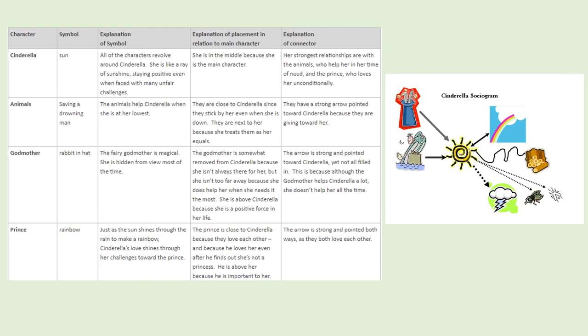So notice here's a variation in the other sociogram, where this uses the prince in a way to show that he's important to Cinderella, and so that's why he is placed above her. Whereas in the last one, he was placed below because he did not hold as much power as she did in the relationship. So that's just an example of how no sociogram is going to be exactly the same, and it's all about your interpretation. Notice that the arrow is strong and pointed both ways as they both love each other.